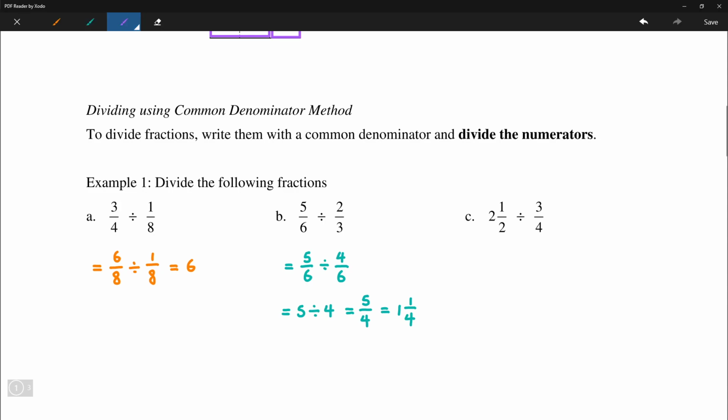Third question. Okay, so the first thing we're going to do is rewrite 2 1/2 as an improper fraction. So this will be 5/2 divided by 3/4. Again, common denominator, so this will be 10/4 divided by 3/4, which means we're left with just 10 divided by 3, which can be rewritten as 10/3, and then as a mixed number 3 1/3.